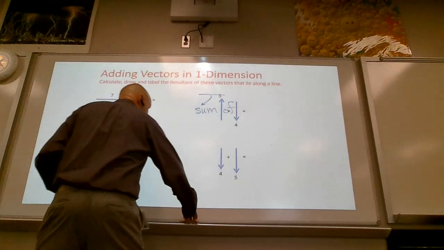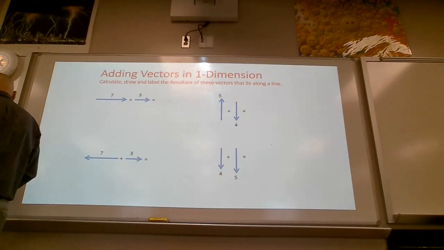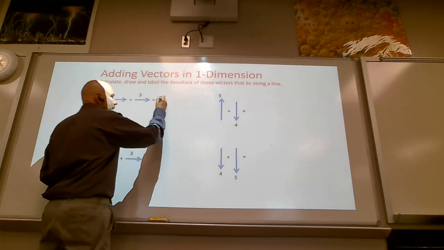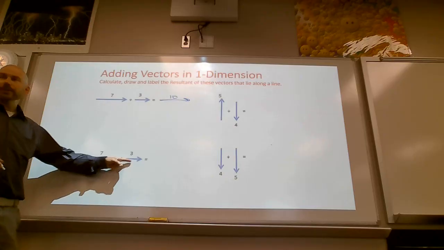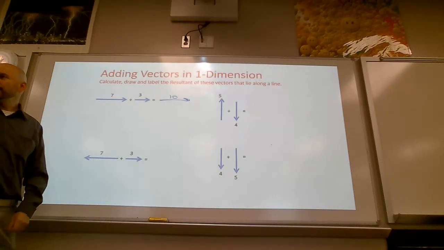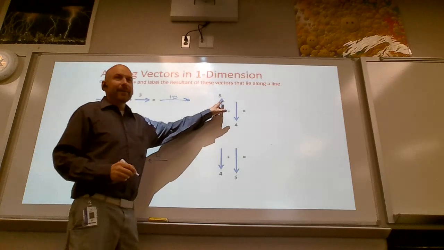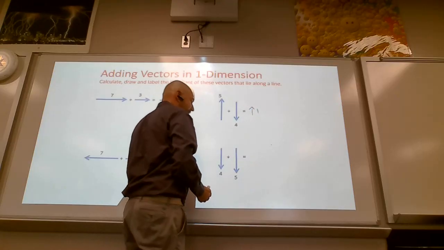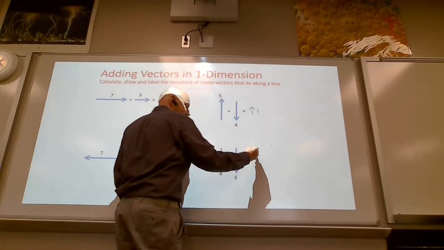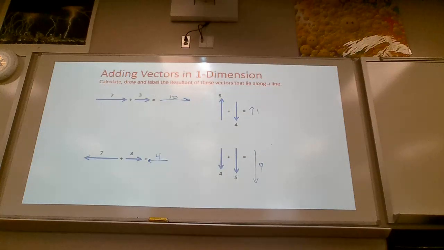So, let's do some examples. 7 to the right plus 3 to the right gives you 10 to the right. 7 to the left plus 3 to the right gives you 4 to the left. Man, you guys are geniuses. 5 up plus 4 down gives you 1 up. There it is. 4 down plus 5 down gives you 9 down. Okay, so you see how easy that is.